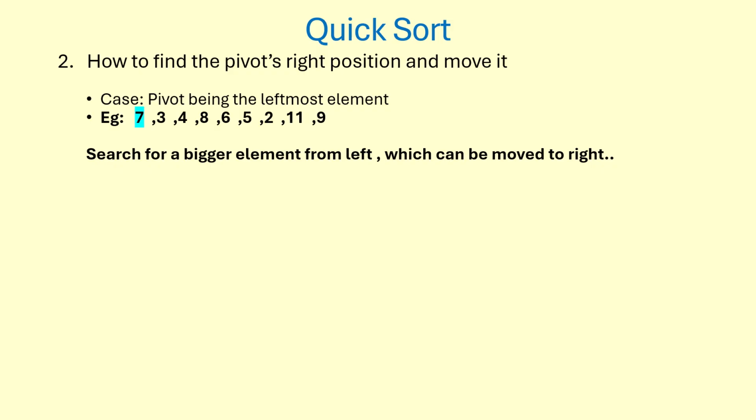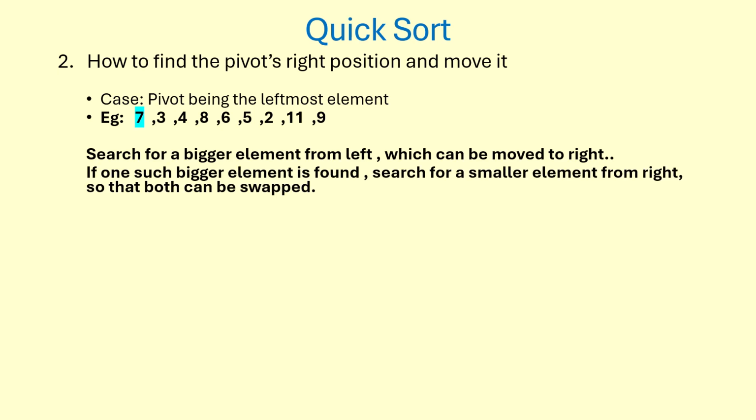Now leaving the pivot element, search for a bigger element from the left hand side so that it can be moved to the right partition. Once such an element is found, start searching from the right hand side for a smaller element which can be swapped with the bigger element. Here in this example, 8 is the bigger element from the left hand side and 2 is the smaller element from the right hand side, and both can be swapped with each other.